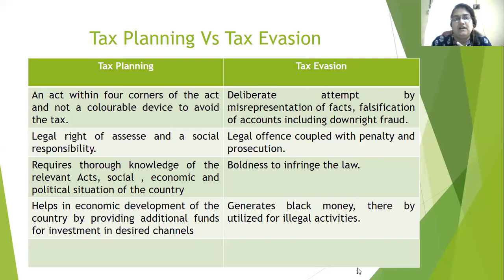Now, the next slide is a comparison between tax planning and tax evasion. Let's see what happens in tax planning. Tax planning is said to be an act within the four corners of the act. That means you're not violating any rules or regulations. It is not a colourable device to avoid tax. It is not some illegal instrument which you are using to reduce your tax liability. It is perfectly legal. Whereas tax evasion is a deliberate attempt by misrepresentation of facts, falsification of accounts, including downright fraud.